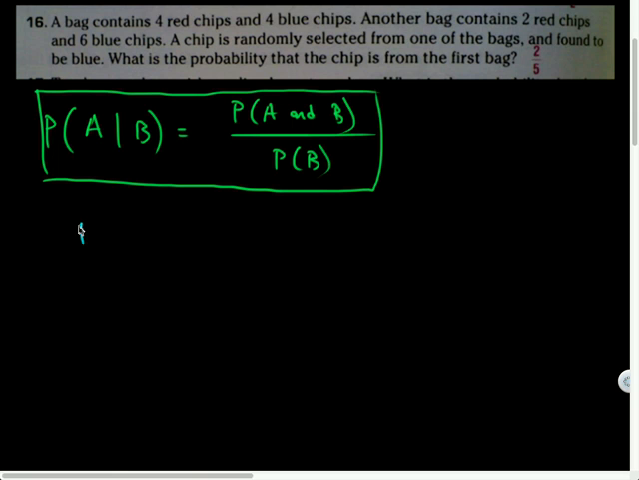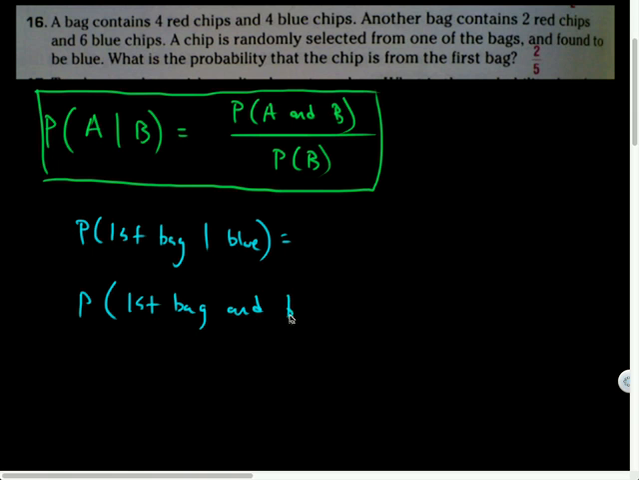So we're finding the probability of the first bag given that the chip was blue. So we need to figure out the probability of first bag and blue, and find the probability of just blue, right? Sometimes it can be helpful to draw a tree of the possible outcomes because I'm not sure.